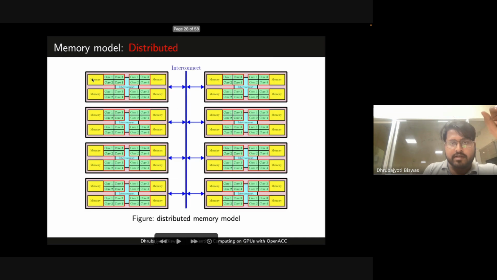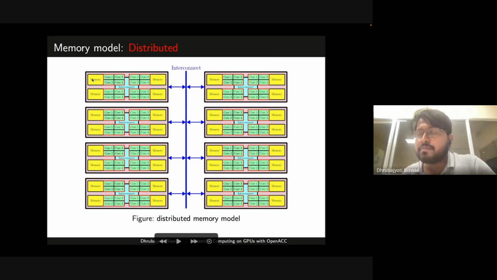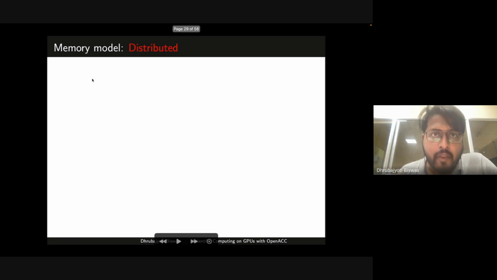Any questions or doubts regarding this distributed memory model? Okay, I will go forward.